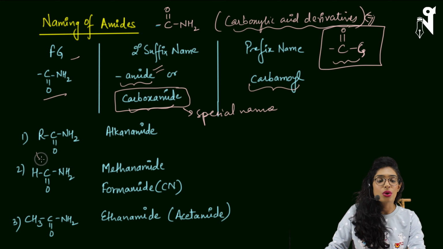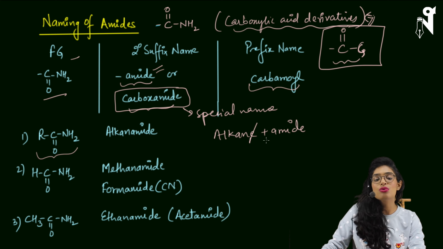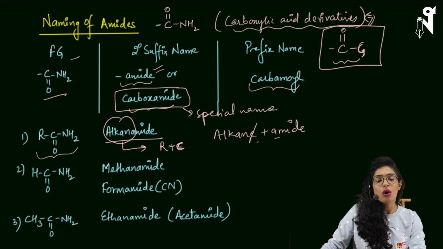Generic formula is RCONH2. When we are writing the name for it, the name is going to be the combination of alkane plus amide. But as we have already understood this before, that E will not come if the two vowels are together. So the name will become alkanamide. This alkane will actually include the carbon of R plus C of amide.